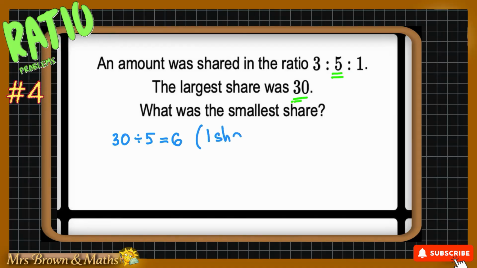Now look at the question. What was the smallest share? If you have a look at the ratio, obviously it is 1. Final answer is 6, and that is 1 exam mark.